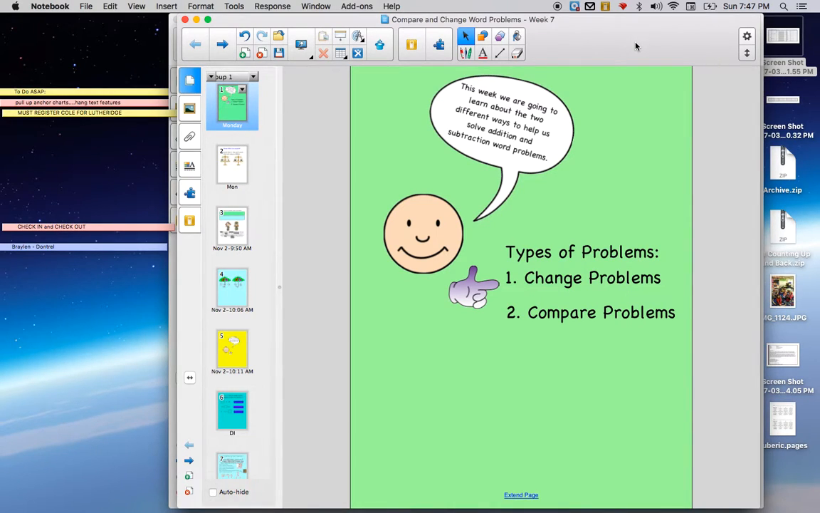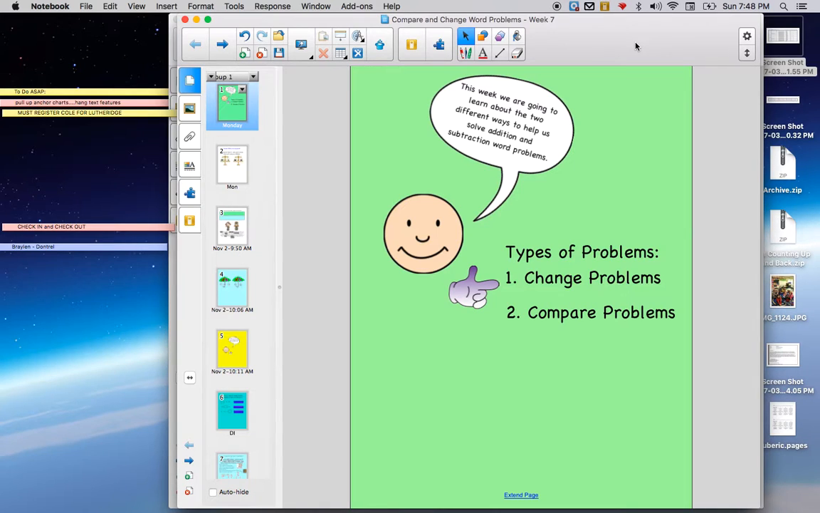Word problems is something that we have been working on for the past few weeks, and we're going to continue to work on it until the end of the year because it is such a big part of math. Being able to read a word problem, understand what it's asking, and then to solve it. So I want to talk to you about the two types of word problems there are.